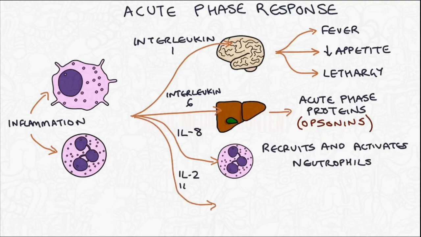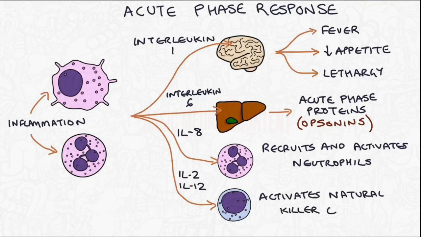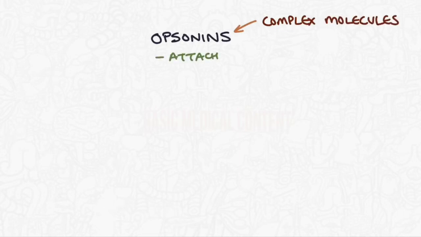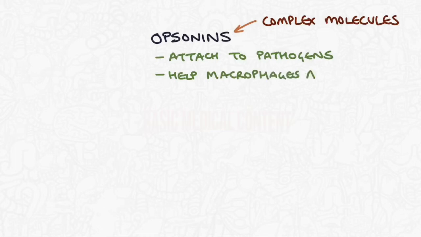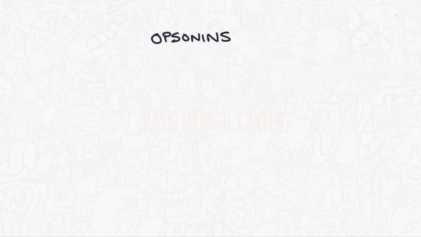As I just mentioned, I want to take a quick look at opsonins, as these are very important in the immune system. Opsonins are complex molecules that attach themselves to pathogens and make it easier for macrophages and neutrophils to recognize and phagocytose that pathogen. I think of them a bit like a fork that spears the pathogen so that a macrophage can attach to the other end of the fork and then use it to eat the pathogen.